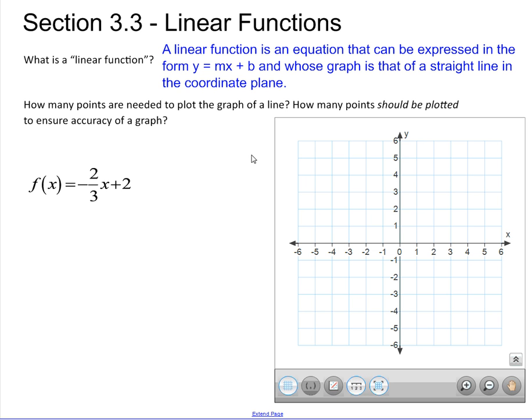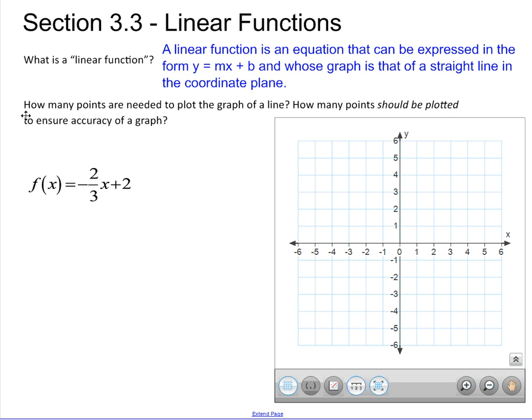Hello, and let's talk about section 3.3, and this time we're going a little bit further into linear functions. In section 3.2, we introduced the idea of functions. This time we're going to talk about linear functions. A linear function, of course, is an equation that can be expressed in the form y equals mx plus b, and whose graph is that of a straight line in the coordinate plane. We actually looked at one like that, but let's go through this again.